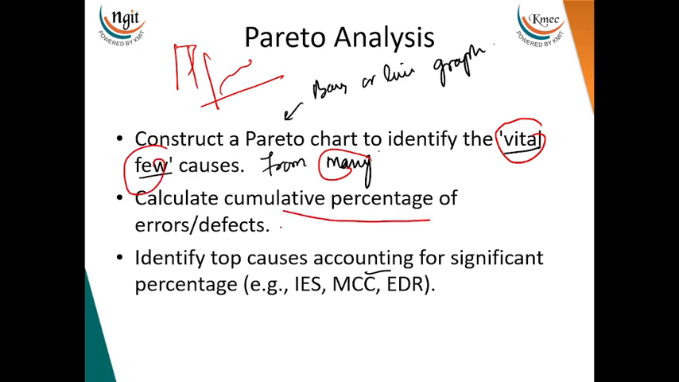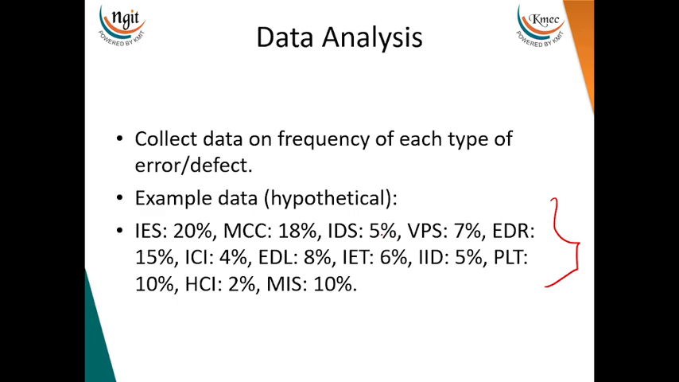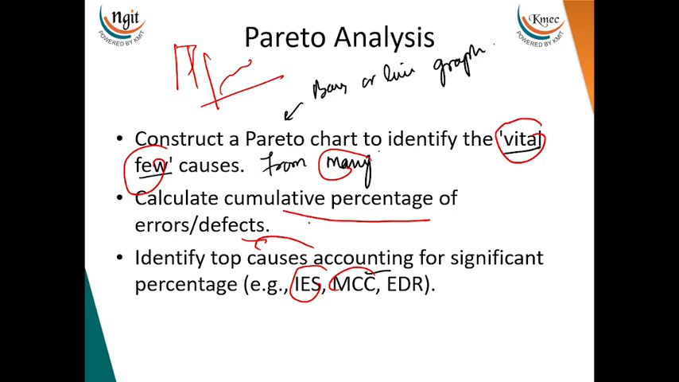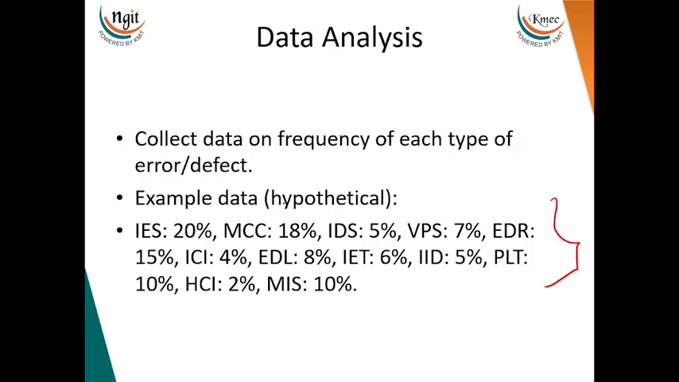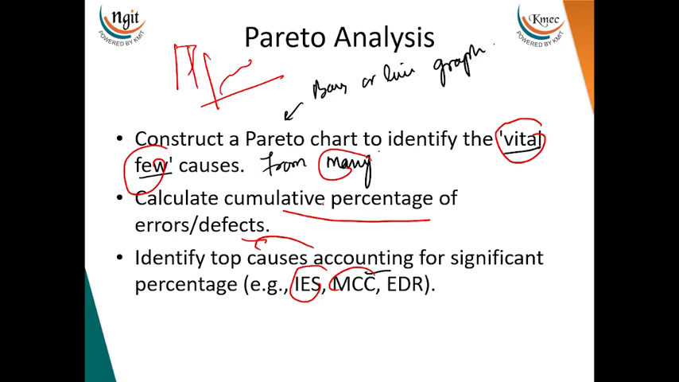Calculate the percentage of errors and defects. Identify the top causes accounting for the most significance. Which are the major causes? That is IES, MCC, EDR. IES is 20%, MCC is 18%, and EDR is 15%. These are the major causes. So identify them in a graph, then you modify them.